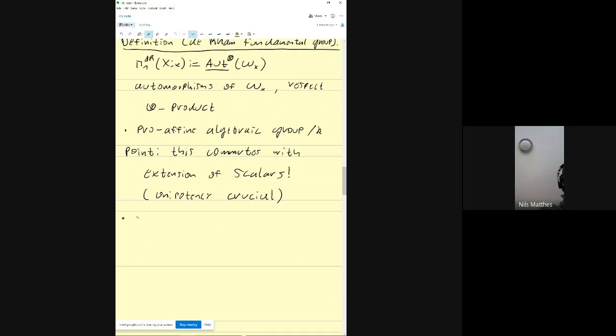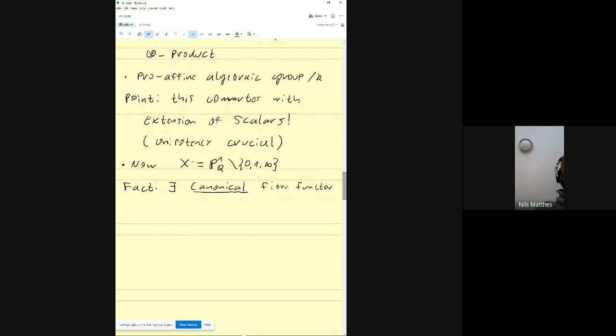But now let's specialize to the projective line minus 3 points, because there's something very interesting happening here regarding these fiber functors. As observed by Deligne, there exists a canonical fiber functor. Canonical meaning here that it does not depend on the choice of a base point. So there's a canonical fiber functor here.